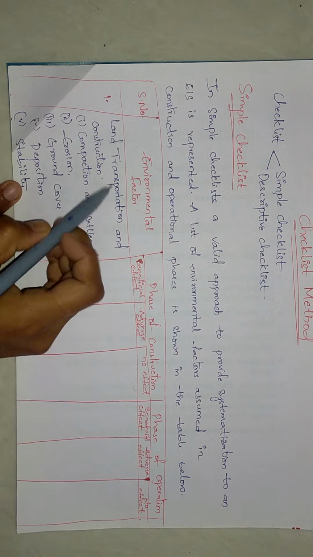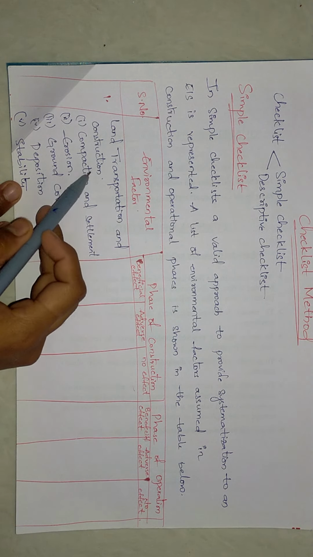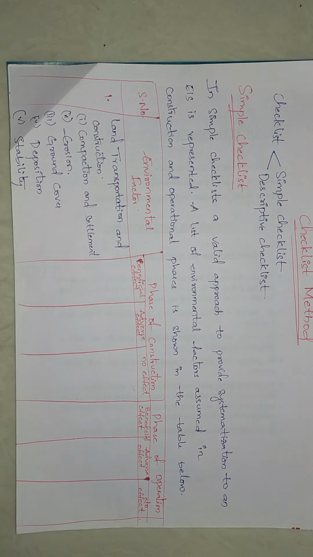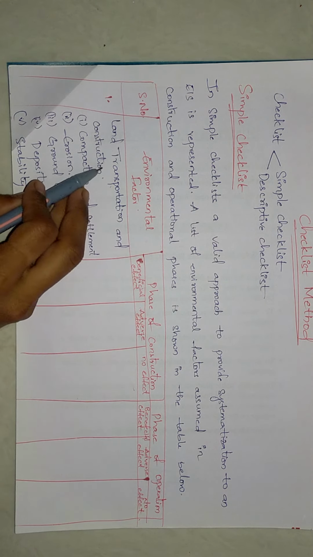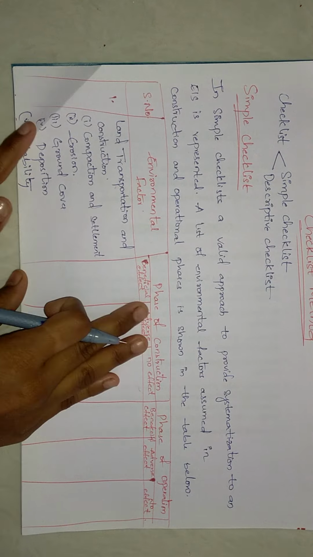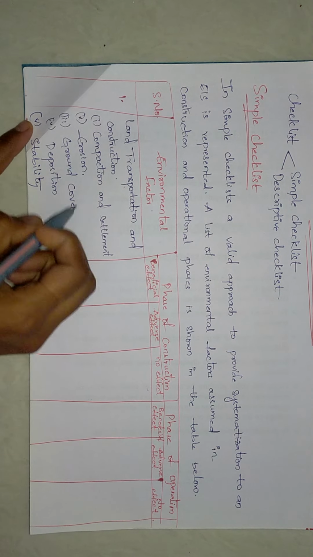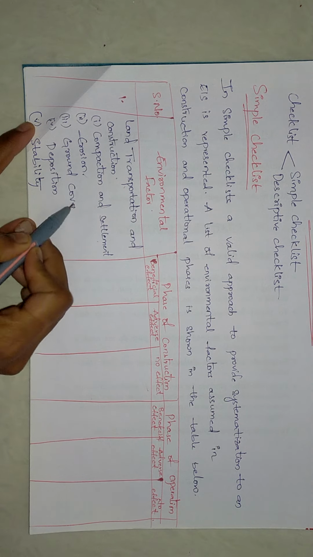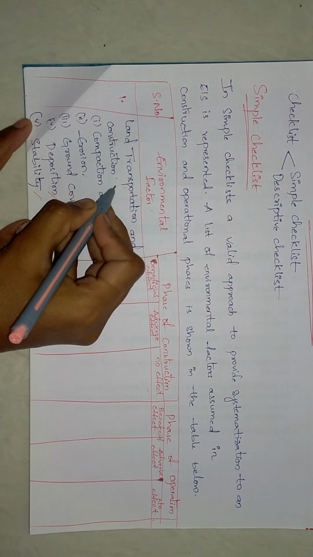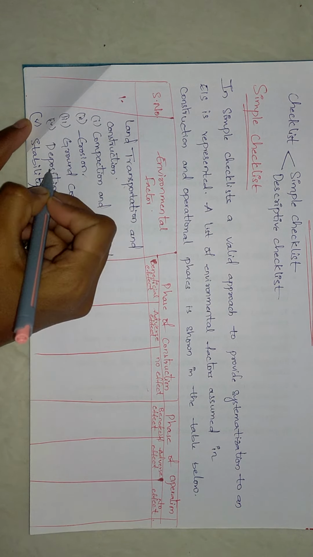Let's for example take land transportation and construction. This is the main factor. Whenever a project is being constructed or whenever the project is being accepted or implemented, first they will take this factor, land transportation and construction. They will check whether the land transportation or any constructional activities are getting affected because of that project. Even in that we will have sub factors: compaction and settlement, erosion, ground cover, deposition, stability. So even after considering the main factor they will consider the sub factors.